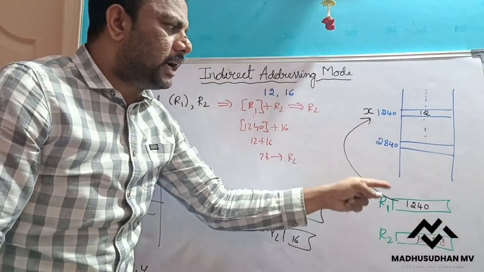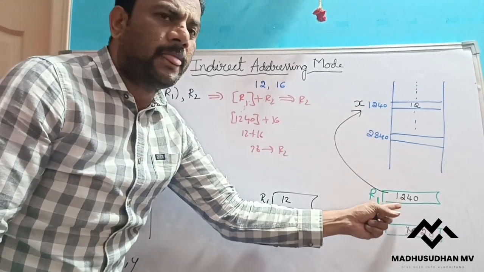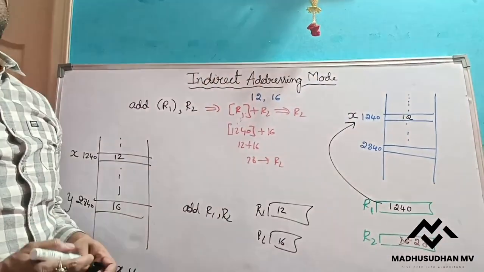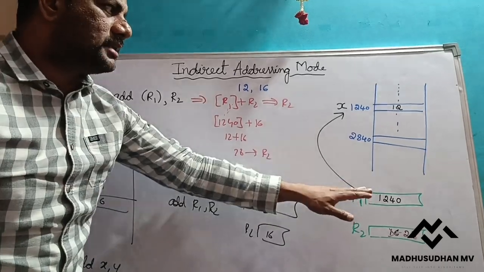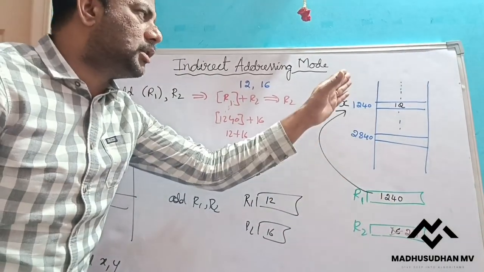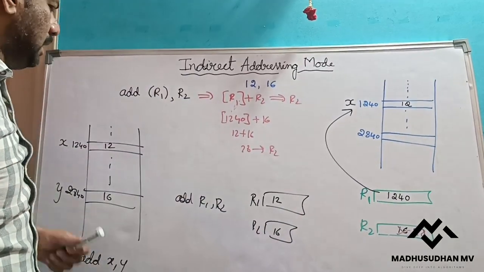Since here I stored the address of the main memory location in a register, it is called register indirect addressing mode. Now the question is, can we store the address of one variable in another memory location? Yes, we can do that also. Let us see that one.